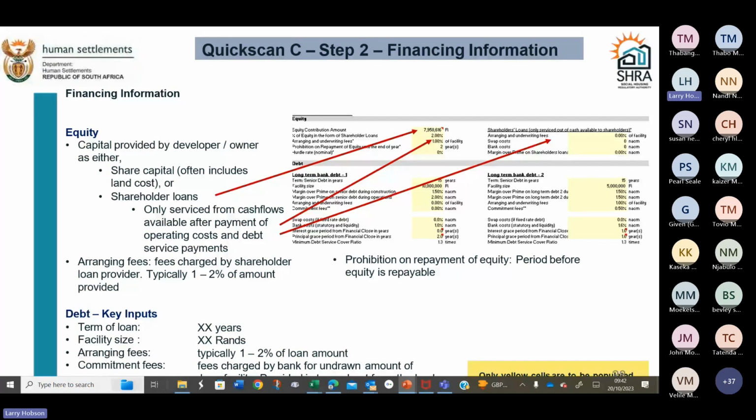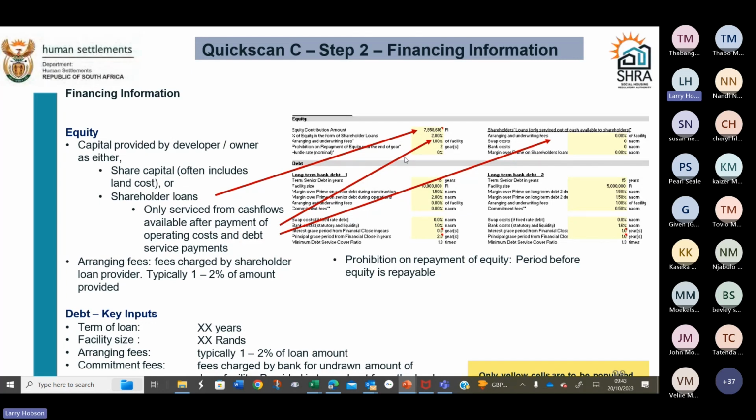Bit of a grey area where the shareholder loans are allowed. There'll be investigation done into that, and if any part of that is from borrowed money provided by the shareholders, it won't be allowed. Arranging and underwriting fees, prohibition on prepayment of equity for a number of years.